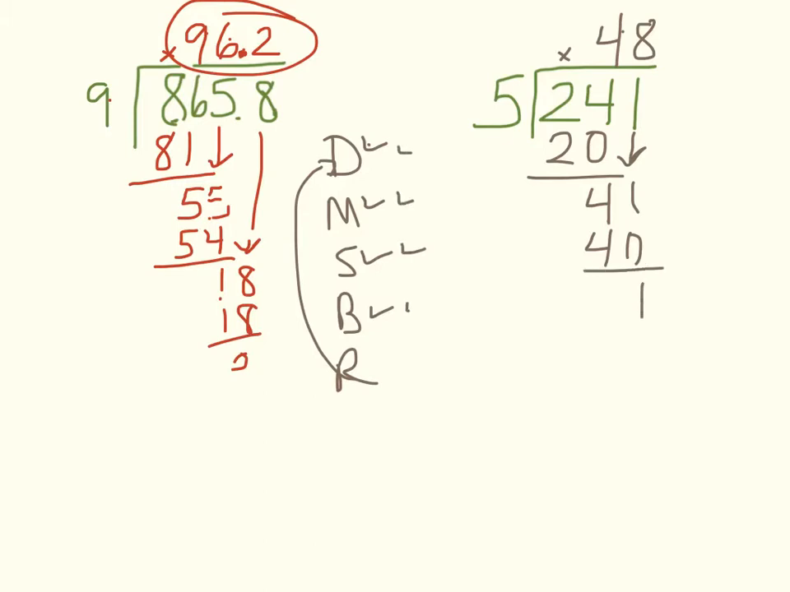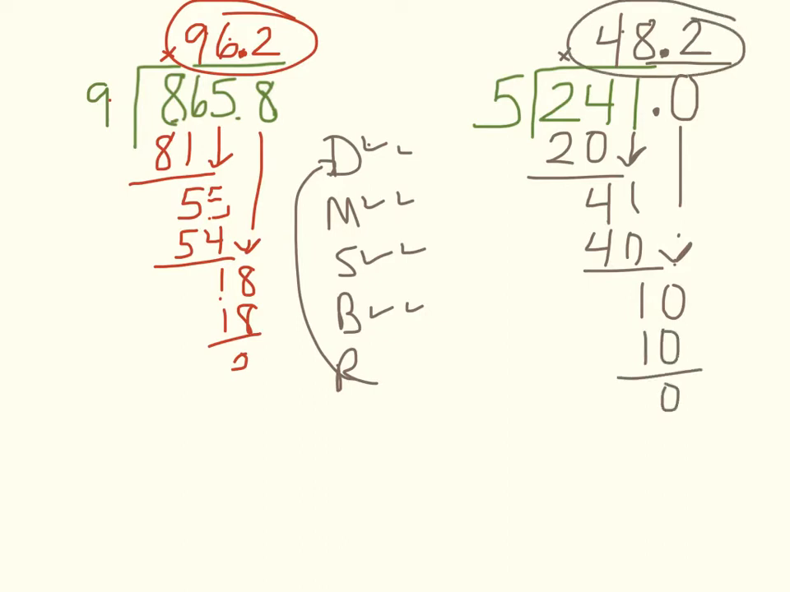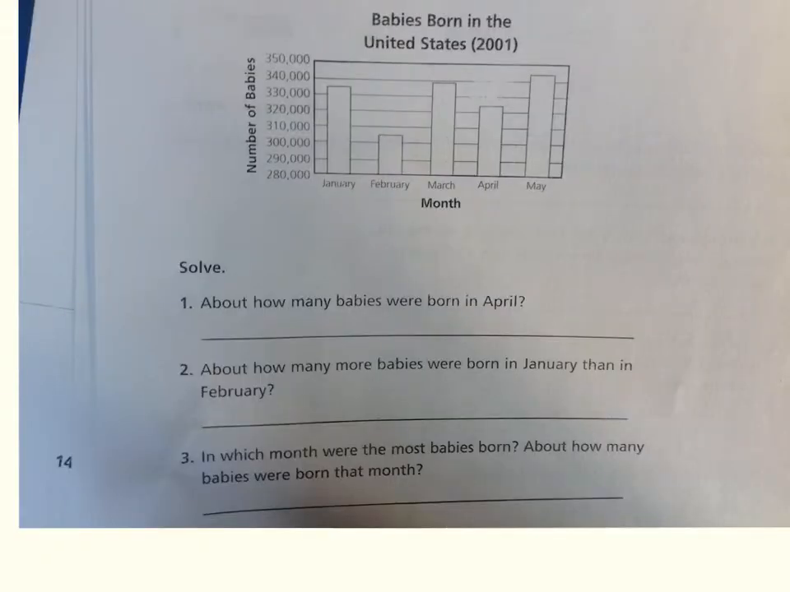This time I have to bring down, but I'm going to have to add a decimal point and a 0, which means I need to add a decimal point up here. Now I can bring down that 0. 5 goes into 10. 2 times 5 is 10. I have a remainder of 0, so I know I'm done. My guess is that the remembering side is going to be pretty easy for you guys, but just in case, we're going to go through it.